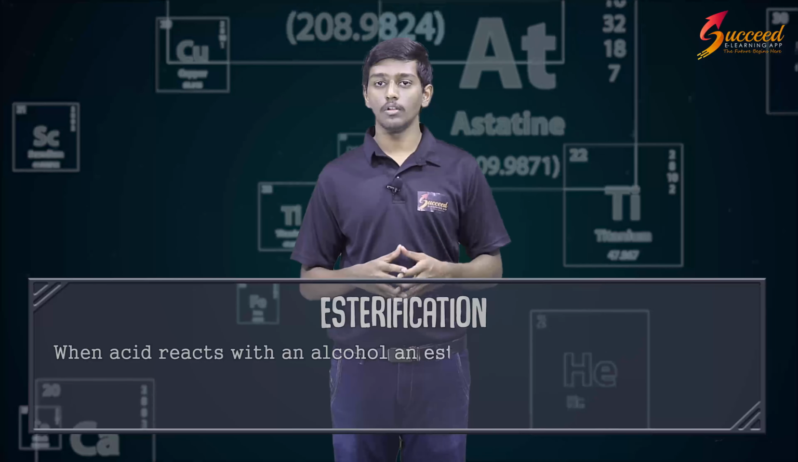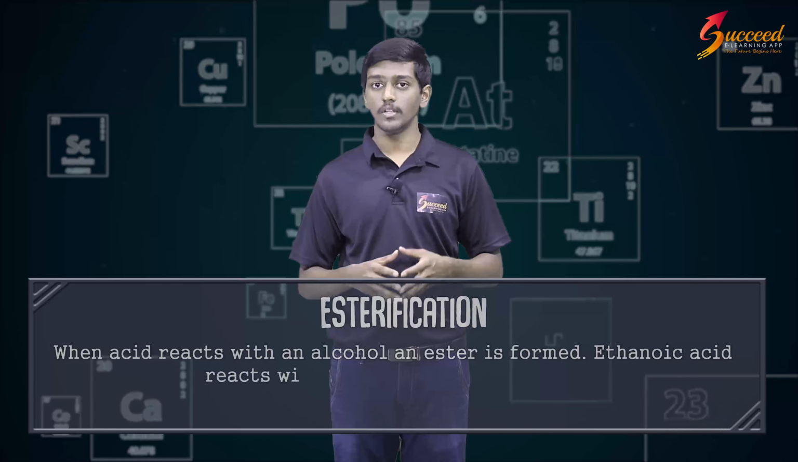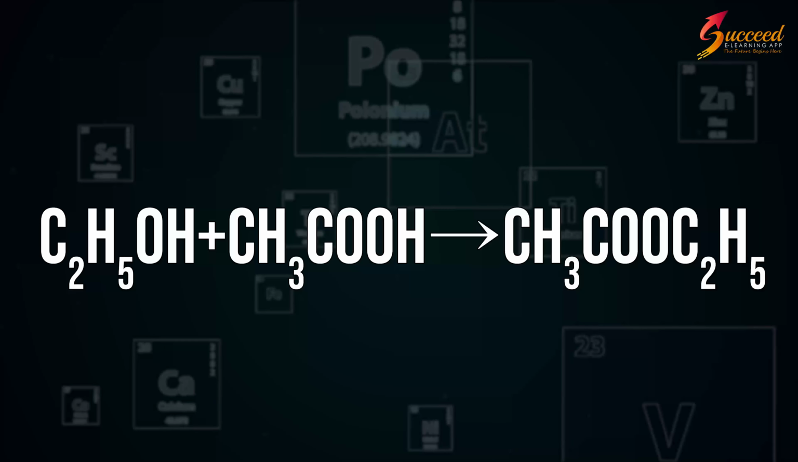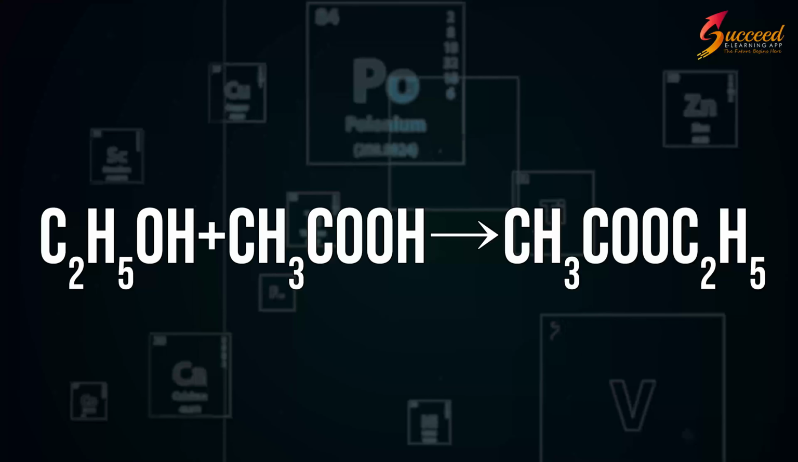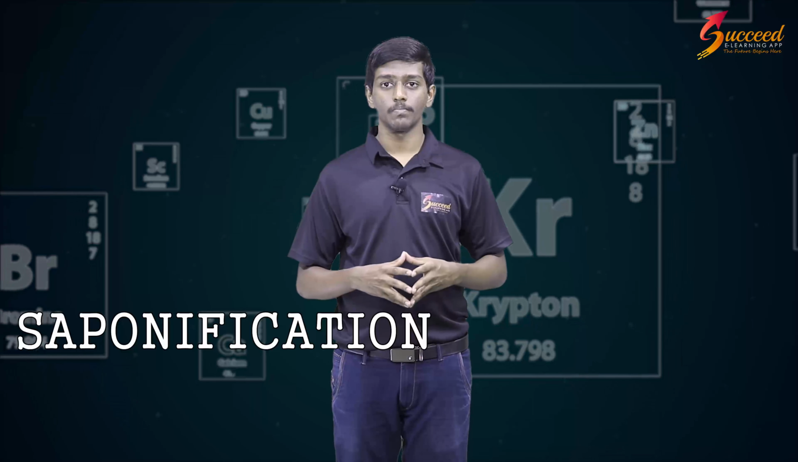Esterification. When acid reacts with alcohol, we get esters. When ethanoic acid reacts with ethanol, we get an ester. The equation is. Esters are also used in preparation of soap. This process is called saponification.